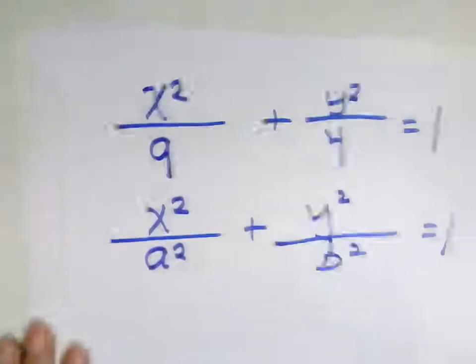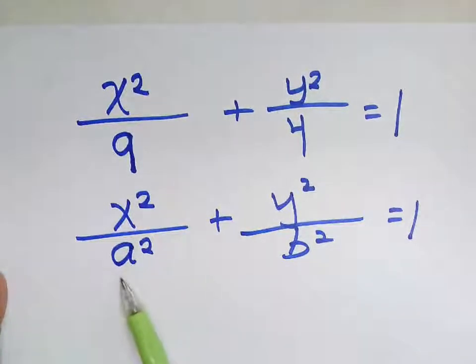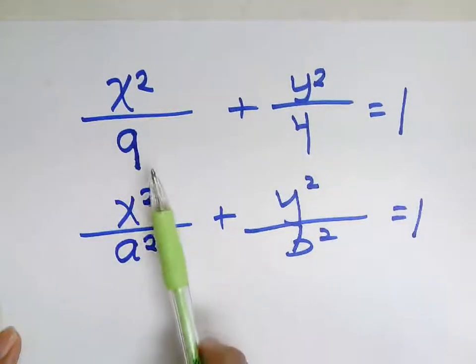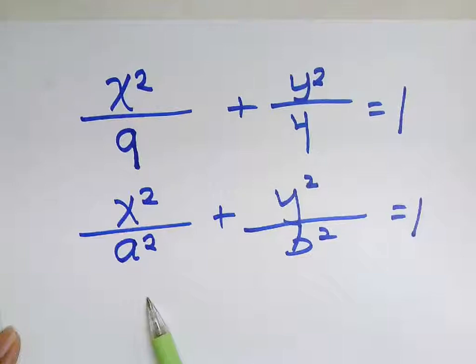I wrote this equation again to show you that I have the a squared under the x squared. How do I know this? Because the larger denominator will always be the a squared.